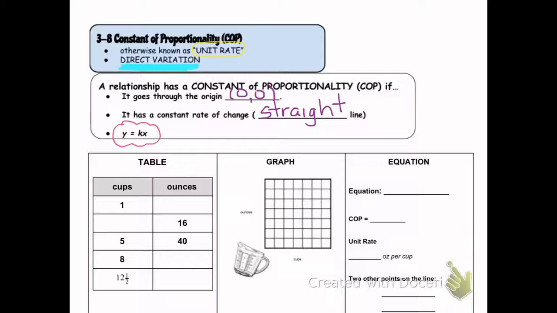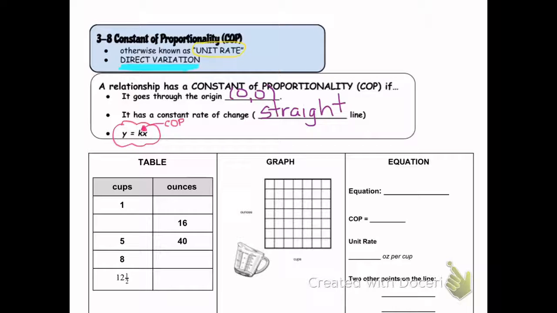And then the way that we determine a constant rate of change is using this relationship. In a proportional relationship, y is always going to be equal to something times x. And in the world of constant of proportionality, we call that constant of proportionality k. That's just the accepted variable used in mathematics to represent the constant of proportionality. So when you see y equals k times x, that k is your constant of proportionality.